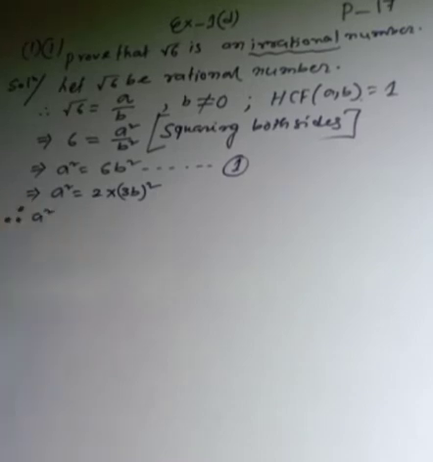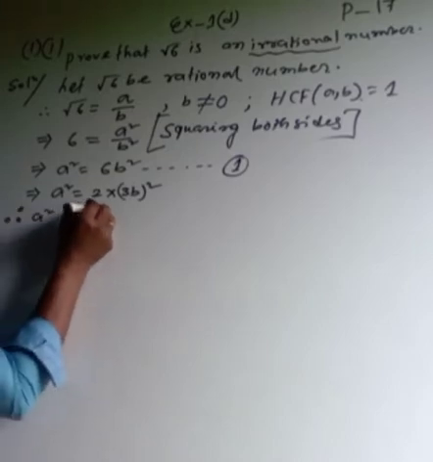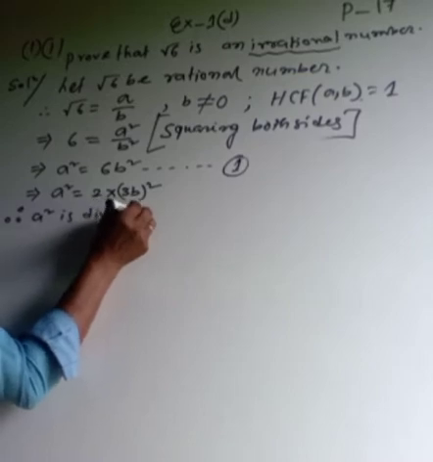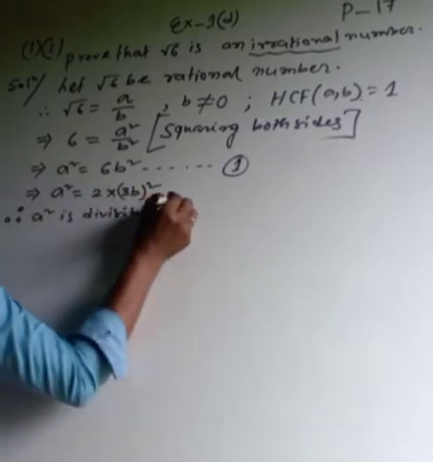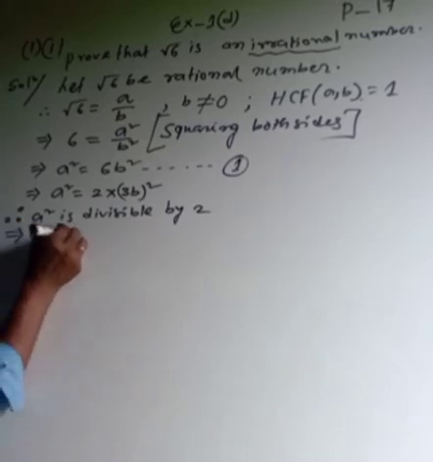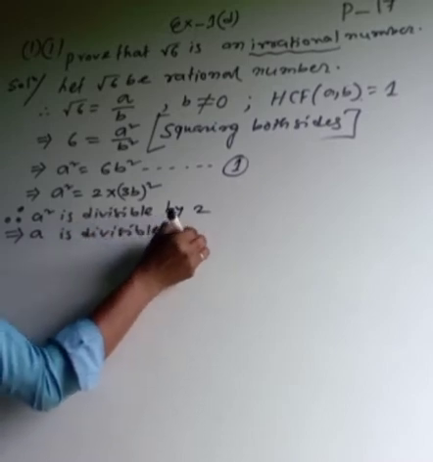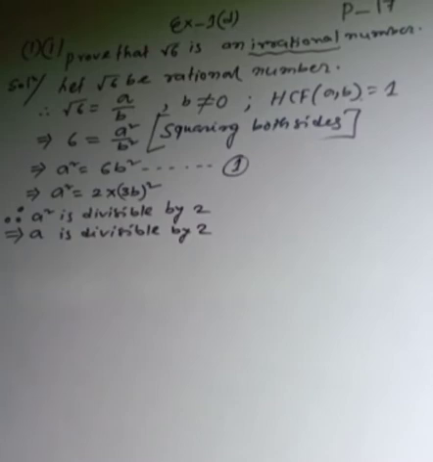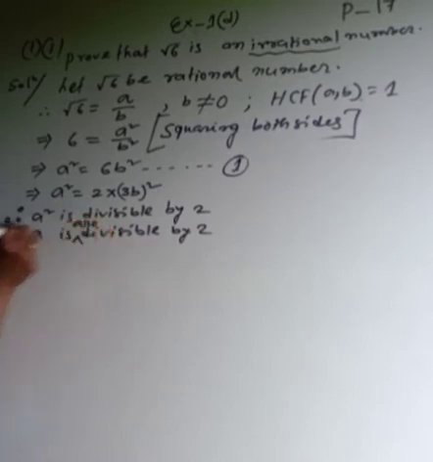Therefore, a square is divisible by 2. Since a square is divisible by 2, it implies a is divisible by 2. A is also divisible by 2.